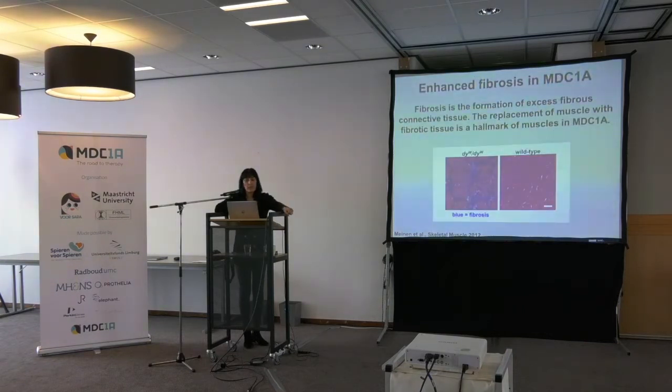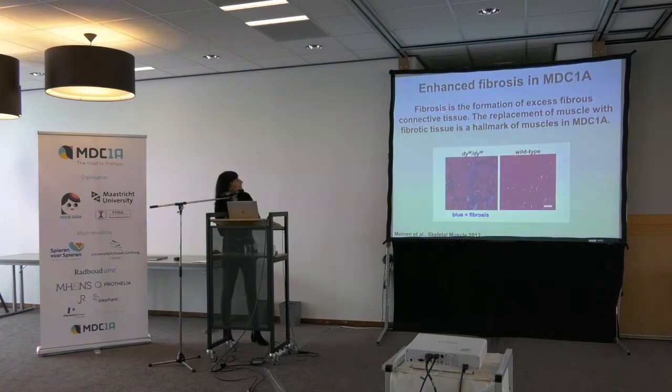So another disease driver in MDC1A is the enhanced fibrosis. And what is this fibrosis? Well, it's the formation of excess fibrous connective tissue. And you can see it here. This is a picture from Marcus's lab. Here you are looking at the cross-section of a muscle from DYW mice. And what you see here in blue is the fibrosis. So it's a replacement of muscle with fibrotic tissue. That's a hallmark, and that is actually what makes the muscle weak, the infiltration of this fibrotic tissue. Here you're looking at the cross-section of a normal muscle.